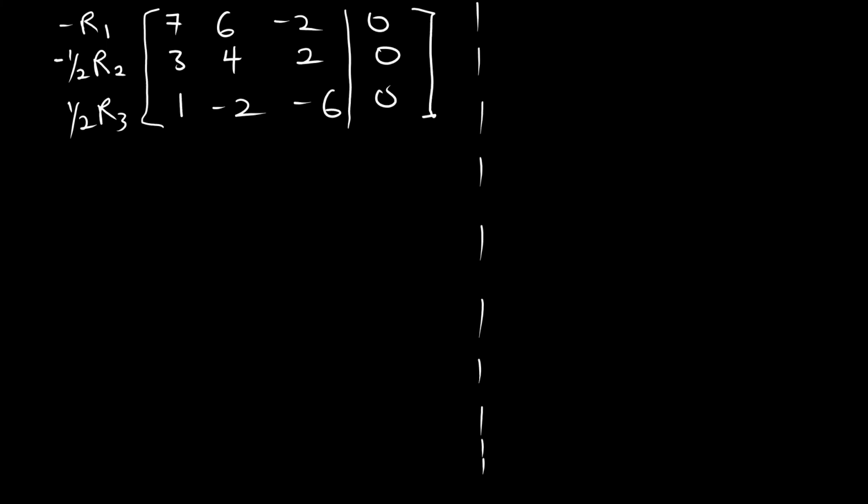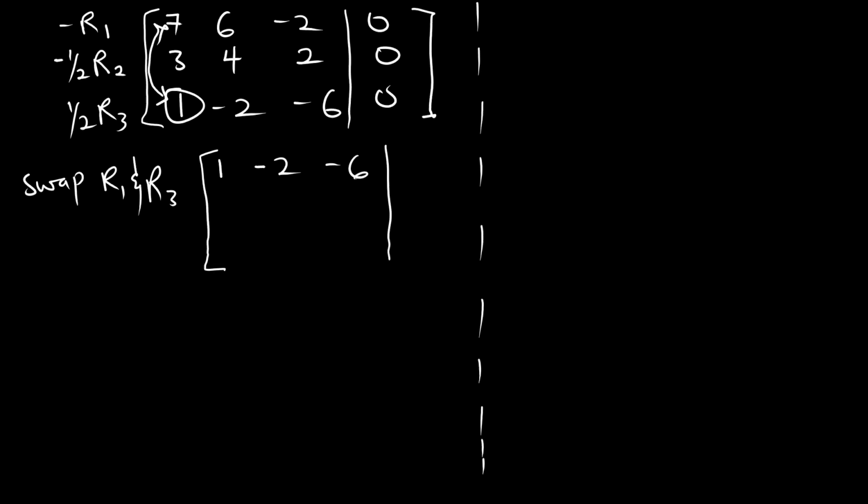Because I have 1 here, I would like to swap row 1 and row 3, so that the 1 will come here and my analysis will be simple. So now we swap row 1 and row 3. Once we swap them, it is going to be 1, -2, -6, 0. Row 2 is going to remain the same, 3, 4, 2, 0. And 7, 6, -2, 0.